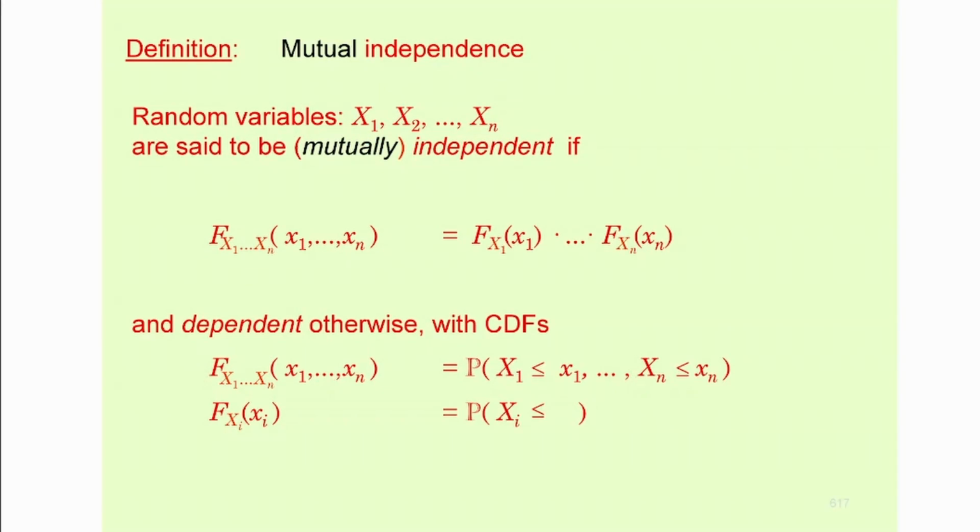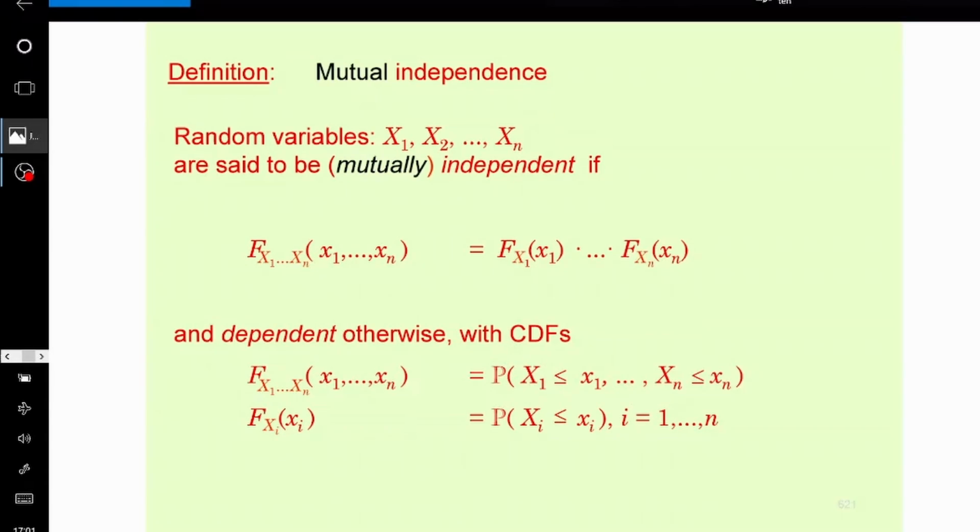Okay, now here you see again the cumulative distribution functions and the joint cumulative distribution function. That's a joint version, and these are the marginal ones, the light blue ones. All right, I hope this is clear now. Let me check. Okay, good.